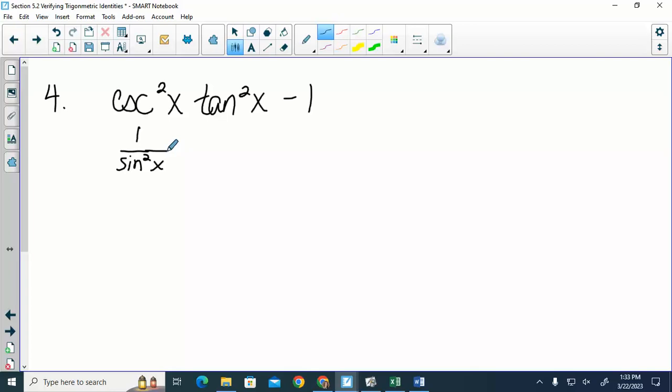All right, and what's tangent squared? Sine over cosine. So since they're both squared, it'd just be sine squared x over cosine squared x. And then we still have that minus 1 on the end. Okay. So these are multiplied. What happens there? The sines cancel, since if anything's on top and bottom and you're multiplying, it drops out. So we get 1 over cosine squared x minus 1.